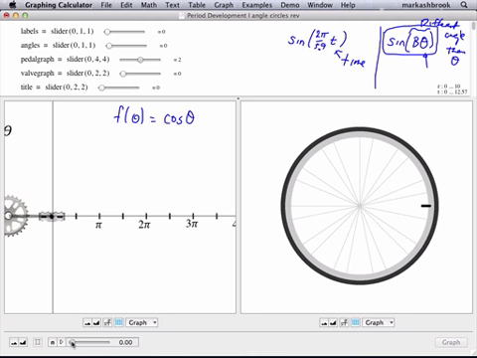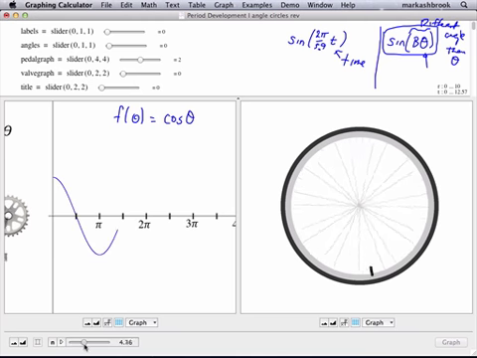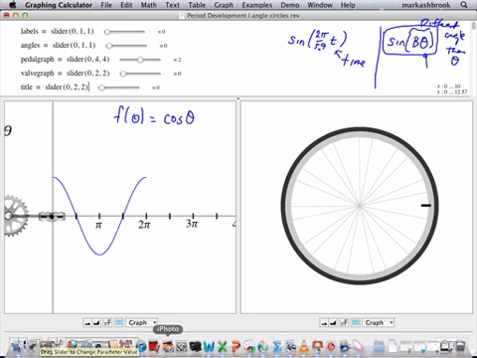Where will it start? When I start this rotation, what's the value of cosine at theta equals 0? 1. And then for 1 full rotation, the period is 2 pi. So that's your F graph, F of theta. Then they asked you for function G.